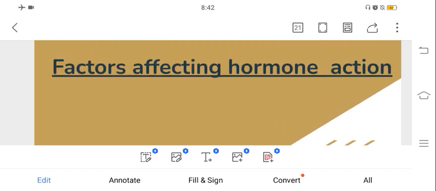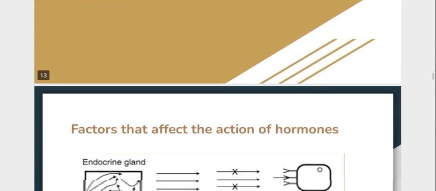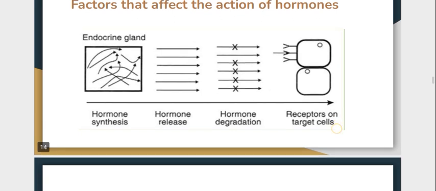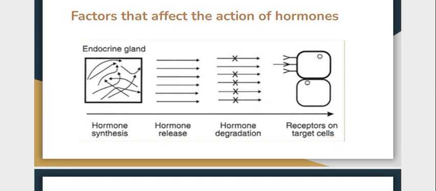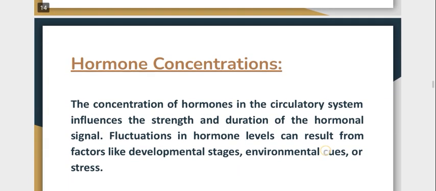Now let's learn some factors affecting hormone action. Factors that affect the action of hormones: the endocrine gland, which endocrine gland is responsible for the production of this enzyme and hormone synthesis and hormone release and hormone degradation. Later, receptors on target cells. All these things influence the action of hormones. Some other important points are also there, so we are going to learn all those points.